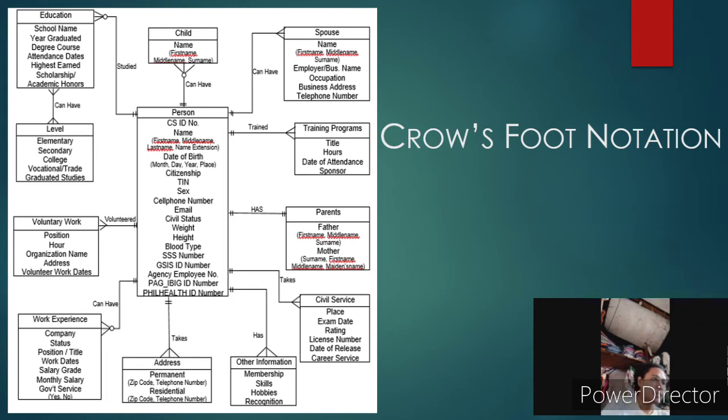The entity person can have work experience, with zero or none work experience. The work experience has the attributes company name, status, position or title, work dates, salary grade, monthly salary, government service. Oh, that's all. Sorry. That's all, and thank you.